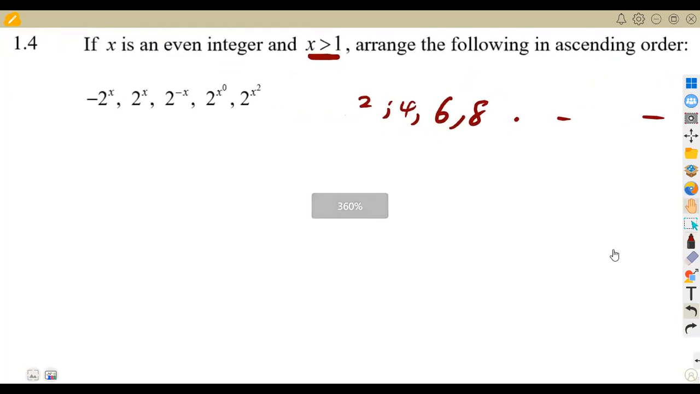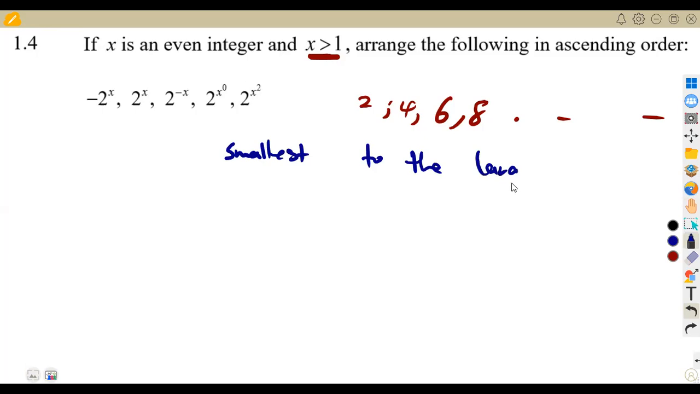Ascending order, that is from the smallest to the largest value, starting from the smallest to the largest. That is in ascending order. Descending order, because they can say descending order, is from the largest to the smallest.